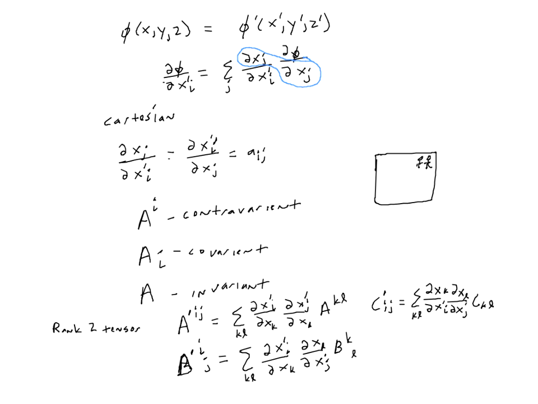What's the difference between a tensor and a differential form? We can get to that a little later. But I think that's a little more complicated.